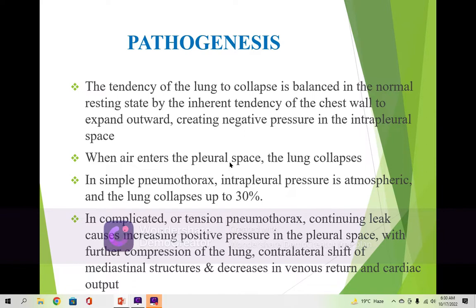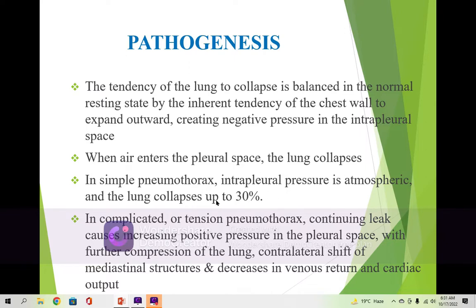When air enters the pleural space, the lung collapses. Definitely, it will push the lung, and atelectasis occurs. In simple pneumothorax, the intrapleural pressure is atmospheric, and the lung collapses with up to 30% of air. If air is entering into the thoracic cavity and 30% of the pleural space is occupied, it is called the simple pneumothorax.